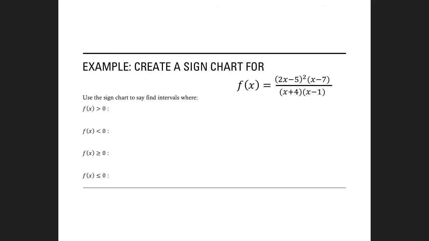Okay, my next example is to create a sign chart for this rational function, and then again, we're going to use that sign chart to answer when is the function greater than 0, less than 0, greater than or equal to 0, or less than or equal to 0. I'm going to go ahead and get some space and set up my sign chart.